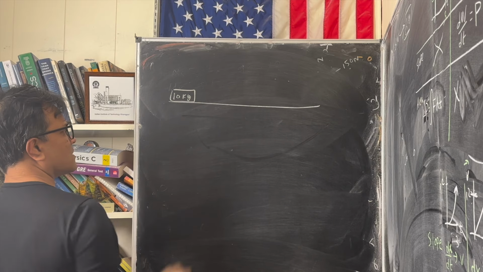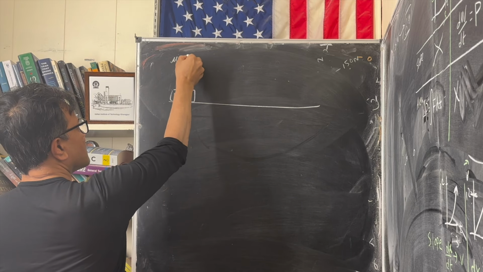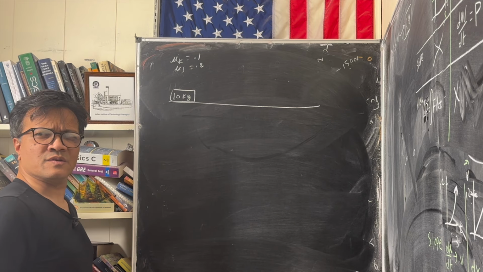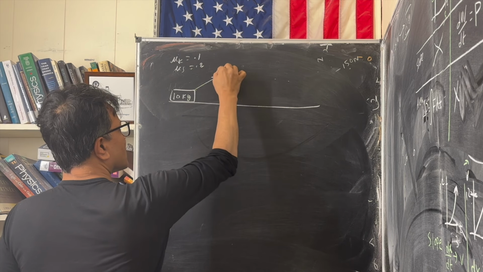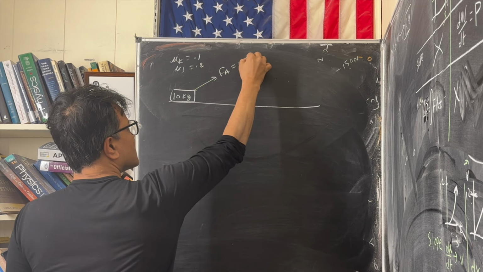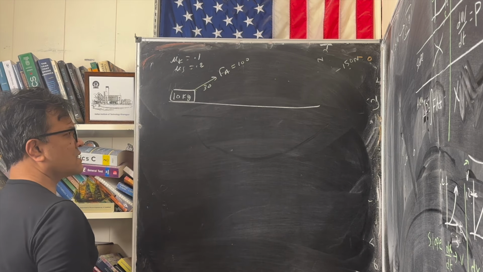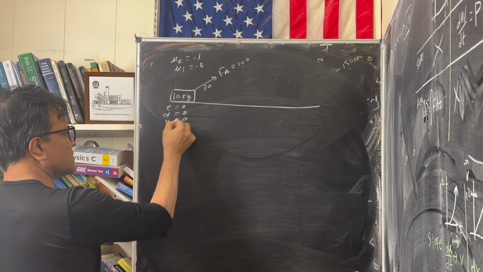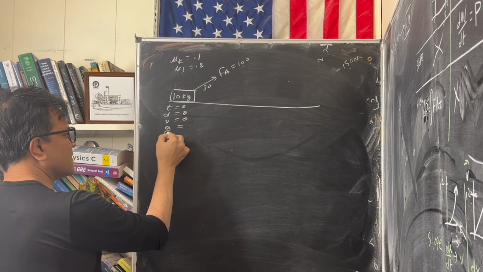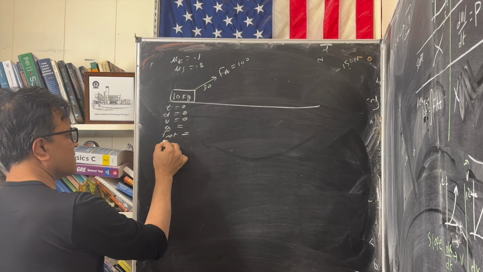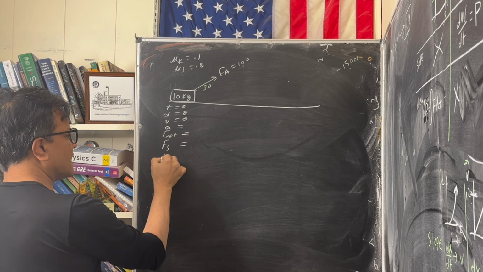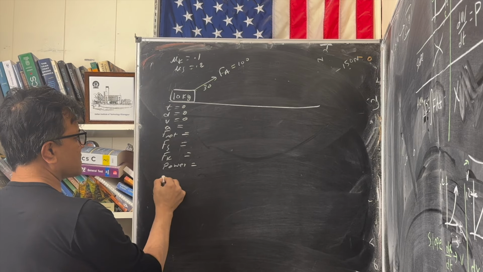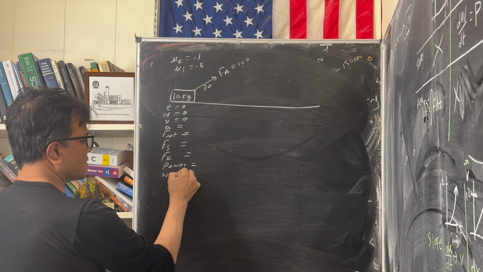10 kilogram box, right? Sitting on a surface with friction, mu k is 0.1 and mu s is 0.2. So far so good. You apply 100 Newtons at 30 degrees. This is time 0, displacement 0, velocity 0, acceleration, f net, fs, fk, power, work, kinetic energy.